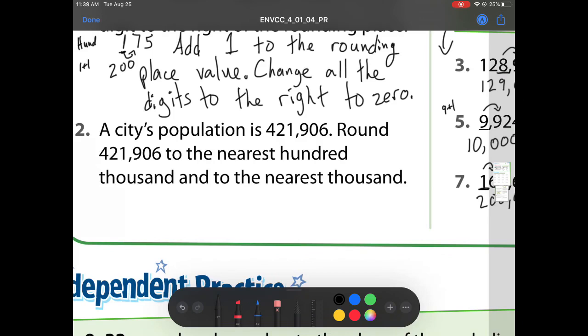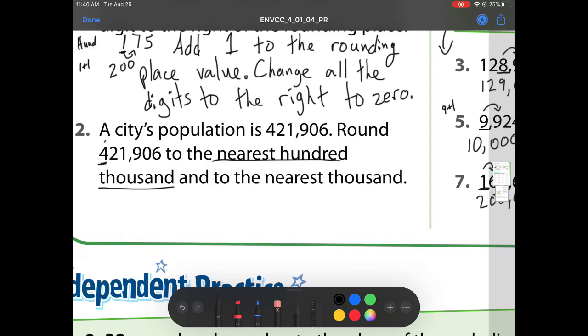Now for question number 2. A city's population is 421,906. Round it to the nearest 100,000 and to the nearest 1,000. So it's asking us to do 2 separate roundings. So let's look at this first part.